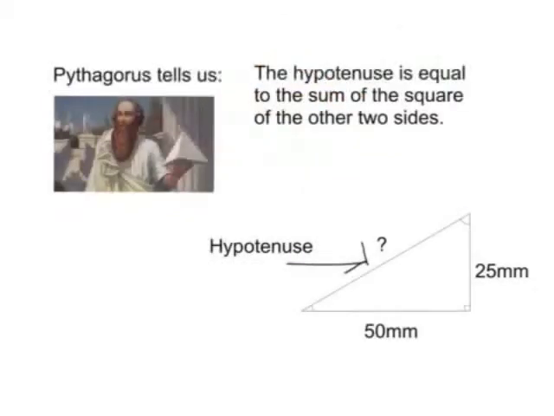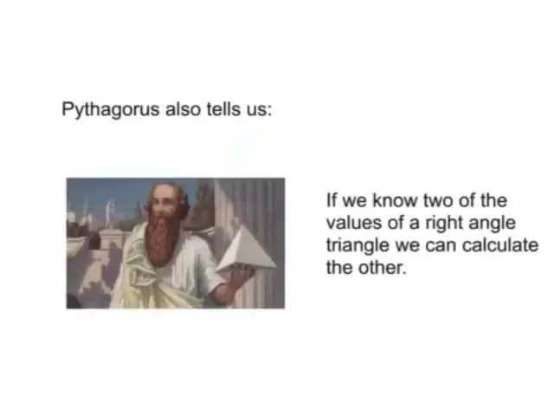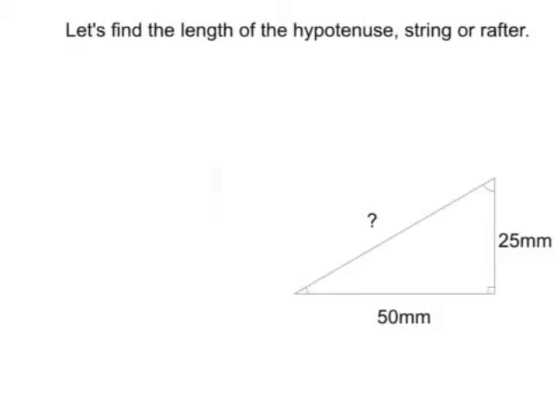Pythagoras tells us that the square of the hypotenuse is equal to the sum of the squares of the other two sides. So that's the calculation, or the formula, that we'll be using to calculate it later on. Pythagoras also tells us that if we know two of the values of a right angled triangle, we can calculate the other. Let's calculate the length of the hypotenuse, string or rafter.